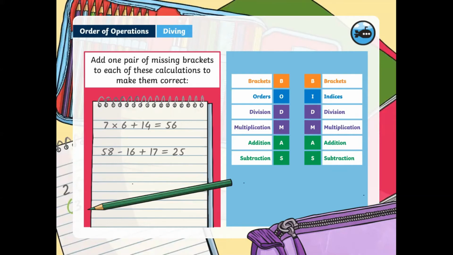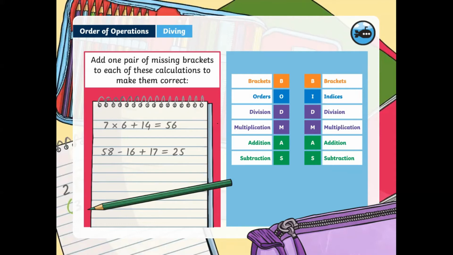Okay, so on the left, we've got an example. Add one pair of missing brackets to each of these calculations to make them correct. So remember, brackets is the first thing to be calculated in an equation. The first one, we've got 7 times 6 plus 14. So if we put brackets around the 7 times 6, we get 42 plus 14, which gives us 56, which is correct.